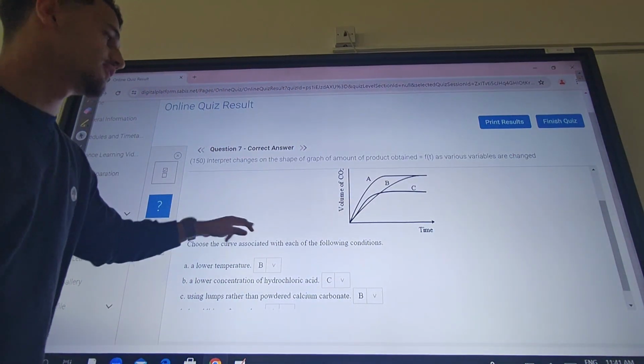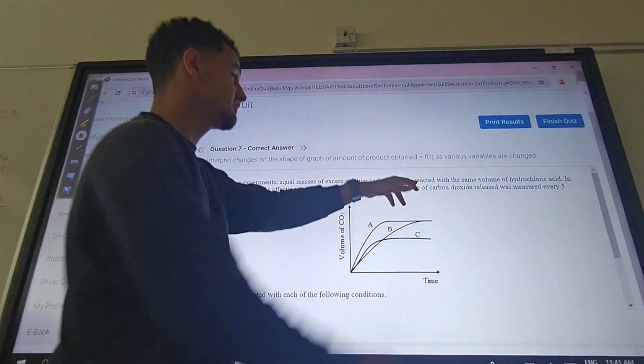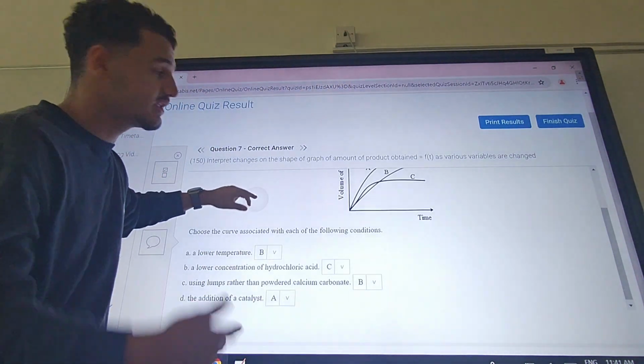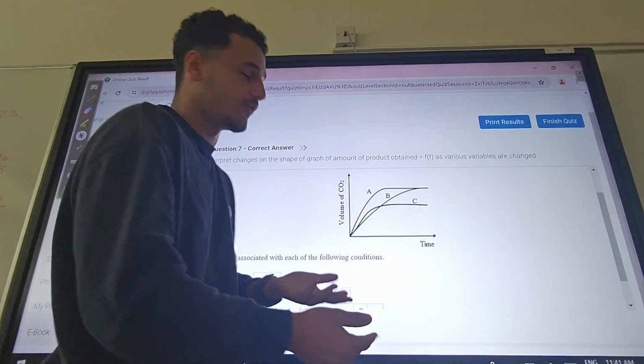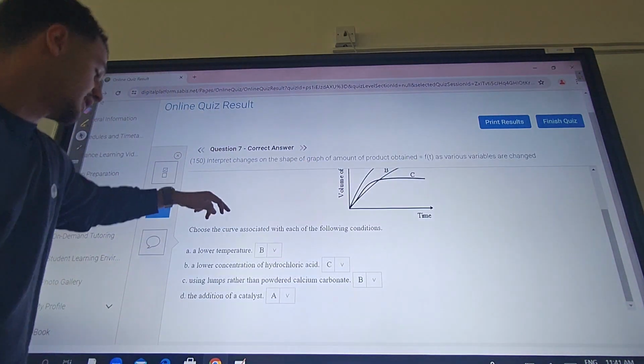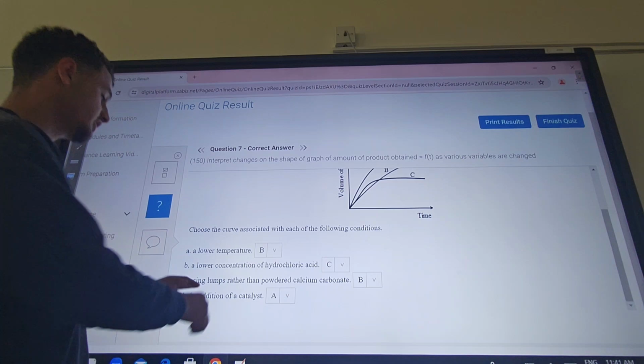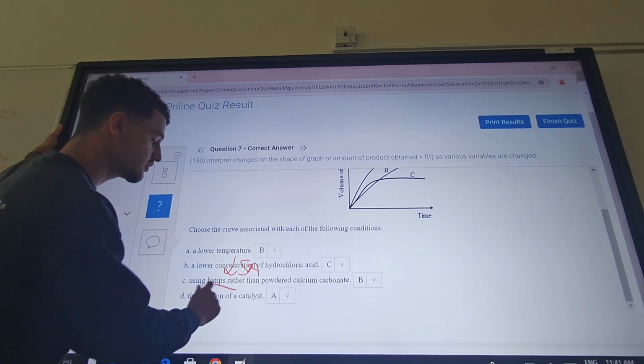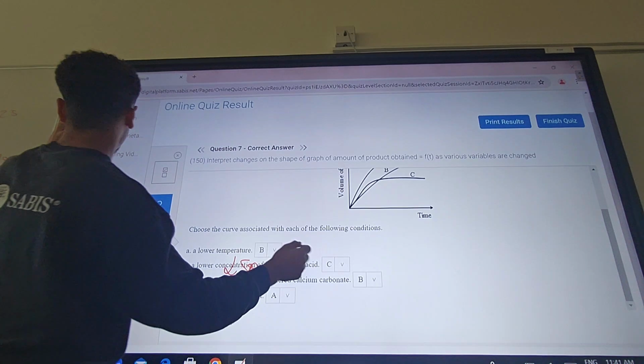Then a lower concentration of hydrochloric acid. Hydrochloric acid isn't the excess, it's the limiting. So if you're decreasing the amount of the limiting, what's going to happen? Obviously, there's going to be less product formed. C. Okay, using lumps rather than powdered calcium carbonate. Using lumps would decrease surface area. And if it's a decrease in surface area, then obviously the rate will decrease.